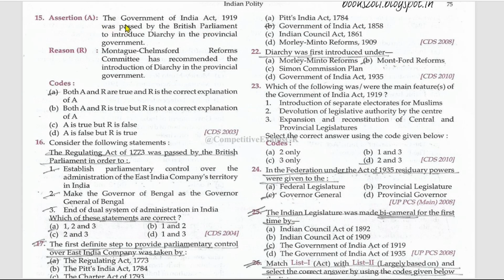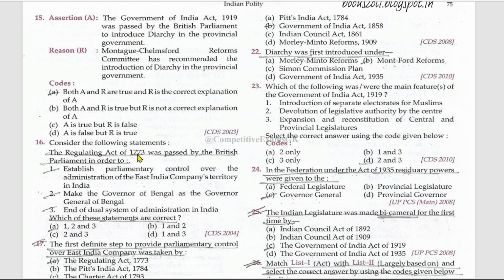Assertion and reason. The Government of India Act 1919 was passed by the British Parliament to introduce diarchy in the provincial government. This is true. Montagu-Chelmsford reforms or Montagu-Chelmsford Committee had recommended the introduction of diarchy in the provincial government. This is also true. Reason is the correct explanation of assertion.